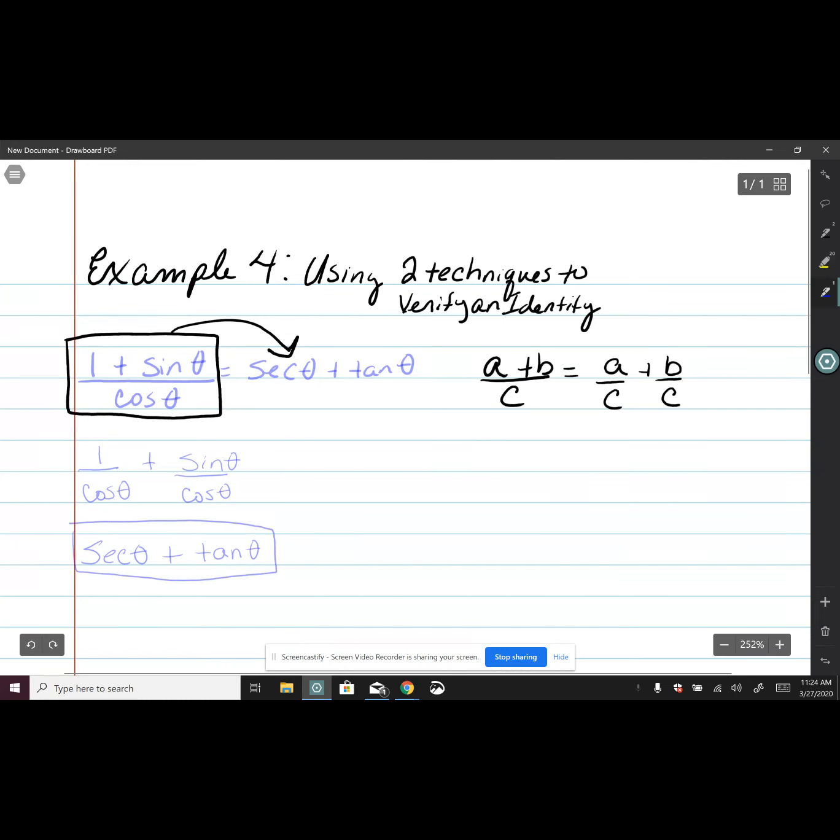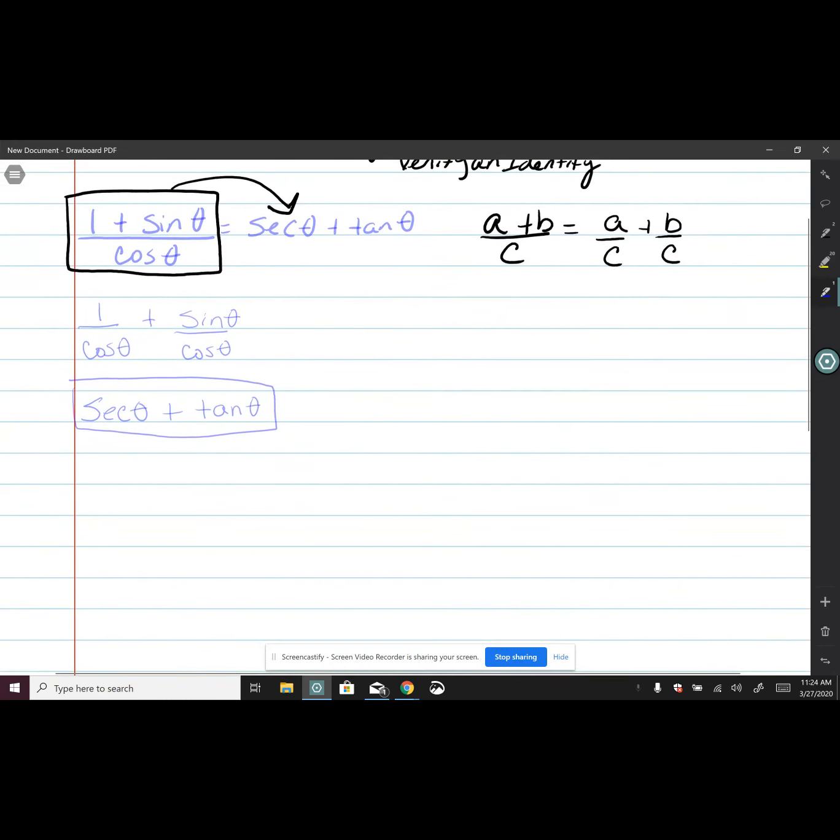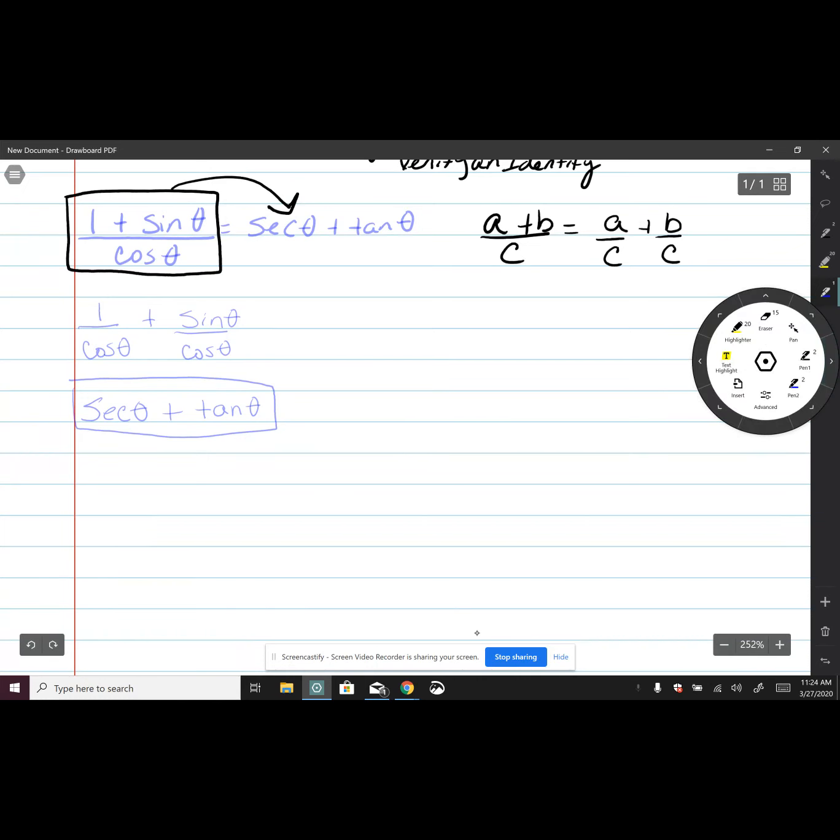And that actually went a lot quicker than I thought, so I'm just going to continue going. Now we're going to do the same problem again, except this time we're going to do the other side. So we have 1 plus sine theta all over cosine theta, that equals secant theta plus tan theta. So now we are going to focus on that side over here.